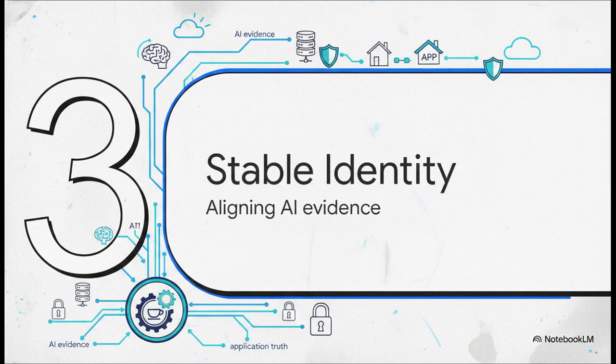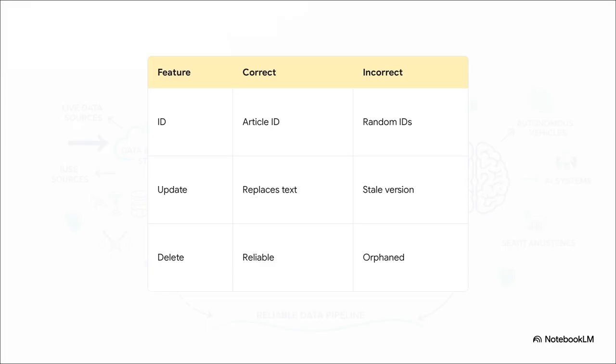All right, Section 3, Stable Identity for AI Evidence. Here's how we keep our derived data perfectly aligned with our application's truth. As you can see in this breakdown, there is a right way and a very, very wrong way to handle IDs. The correct architecture uses the source article ID as the whole record logical ID. So when an update happens, you upsert that exact same ID, which seamlessly replaces the old text. Deletions target that exact ID, making them completely reliable. But look at the incorrect architecture. Generating random vector IDs or chunk IDs for whole record updates? No way.